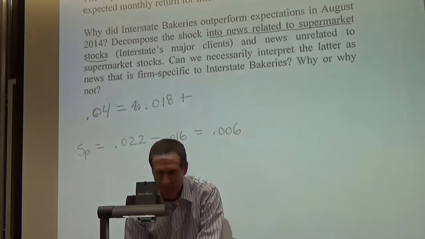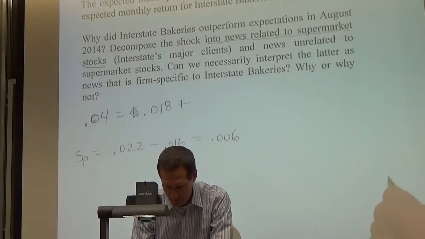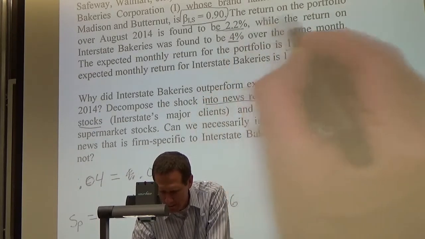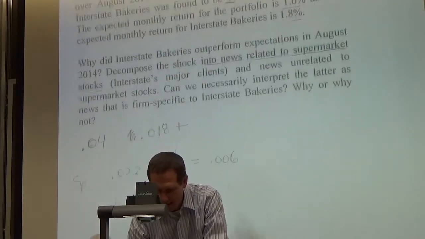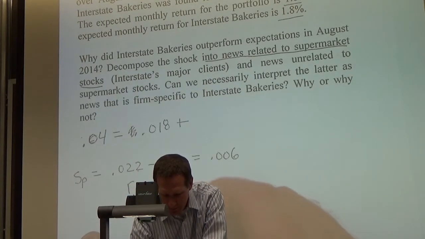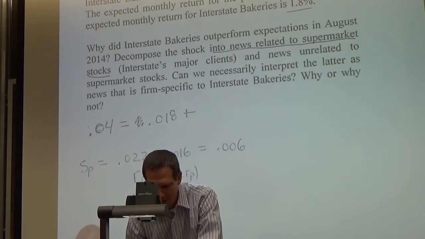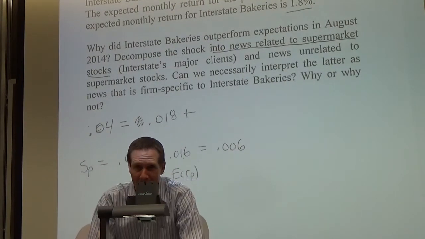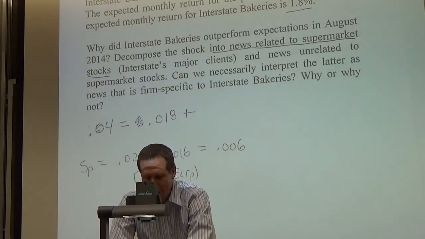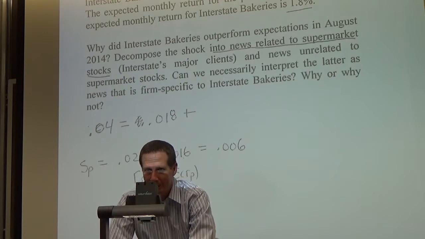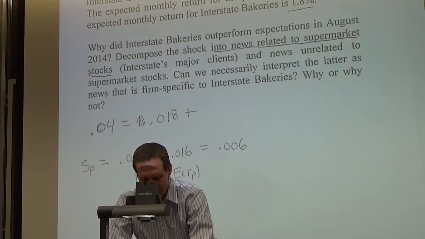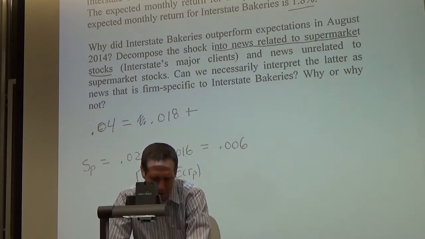Could you spell out the 0.022? Where did that come from? This is the return for the portfolio that month. And this is what we expect. So this is the return on the portfolio minus the expected return on the portfolio for that month. It represents the surprise that the market received that month. We expected the return generally to be about 1.6%, but that month they actually got 2.2%. This is the shock to the portfolio for that month. So it's 60 basis points. There's some positive news about supermarket stocks.